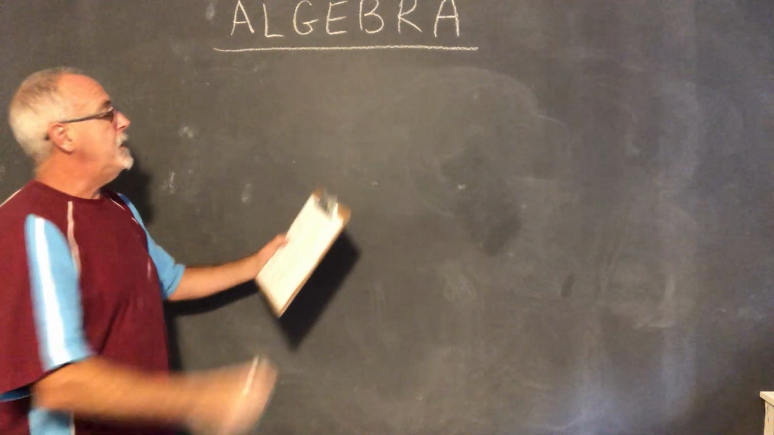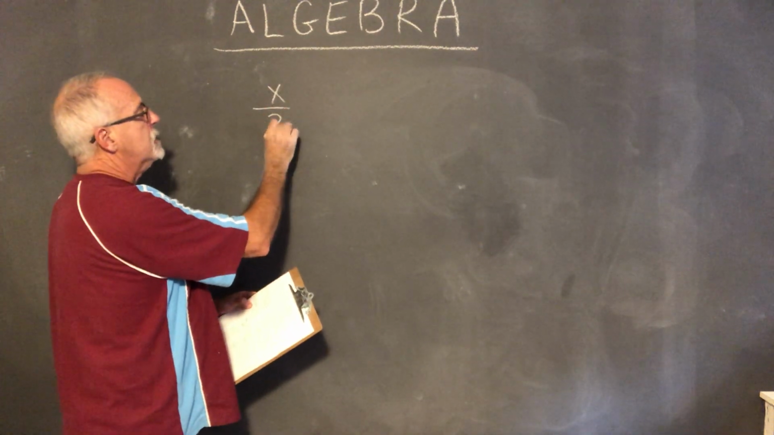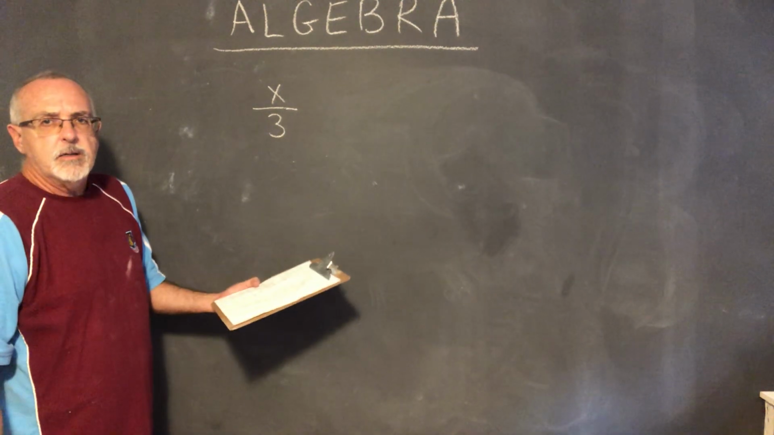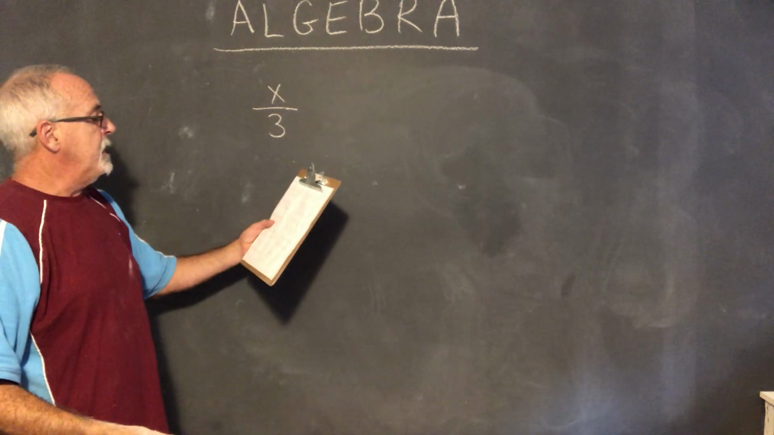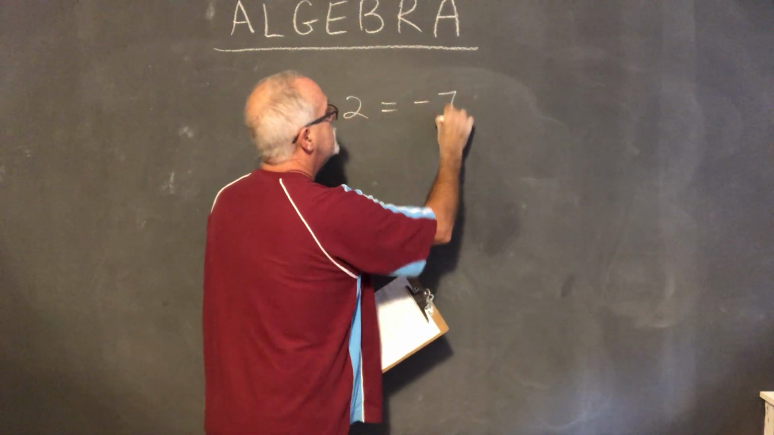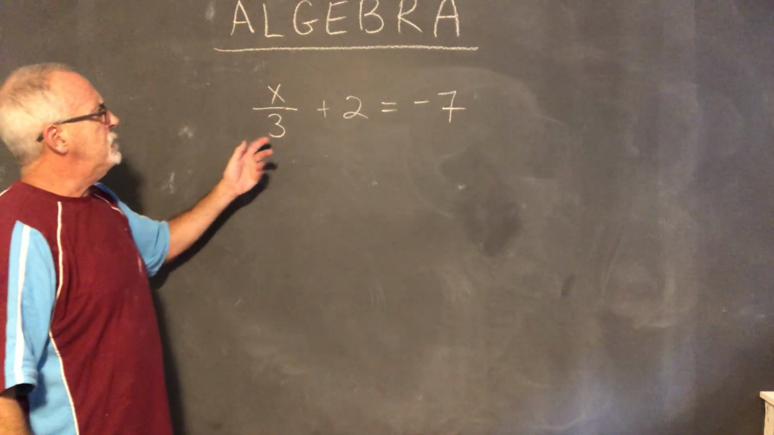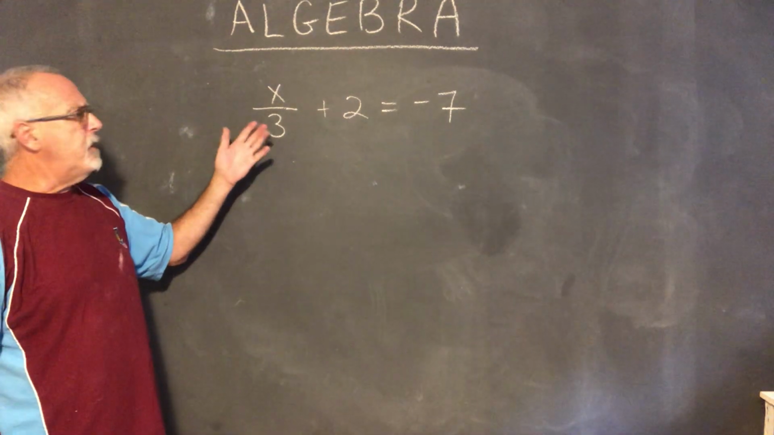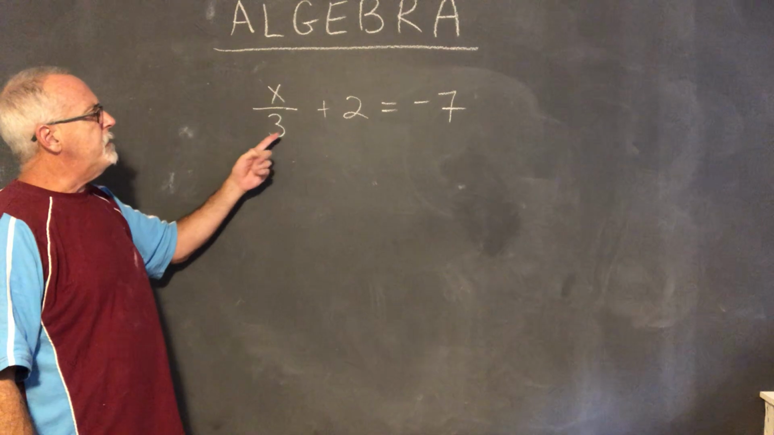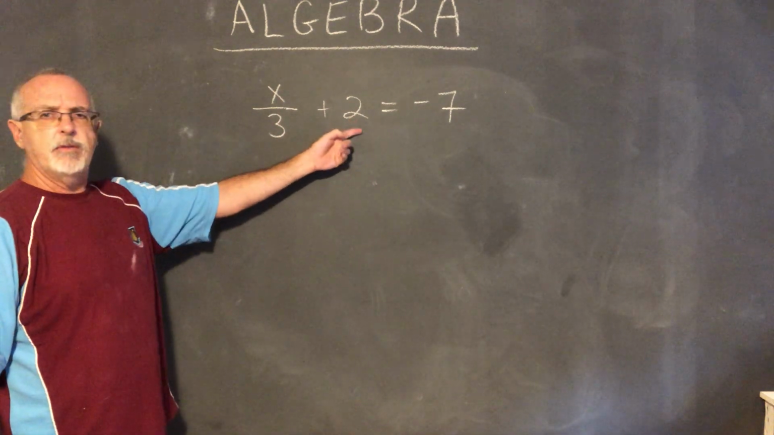Okay, this one, x over 3. Now it's just an x that's over 3. It's a fraction that happens to have an x in it, is what it is. It's not a giant fraction. X over 3 plus 2 equals -7. So with the giant fraction, I was getting rid of that denominator, that thing that was being divided out of my expression, including x. I was doing that first, but here I don't want to do that. I want to get rid of this first.